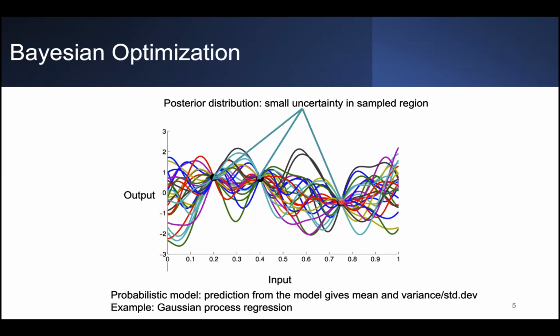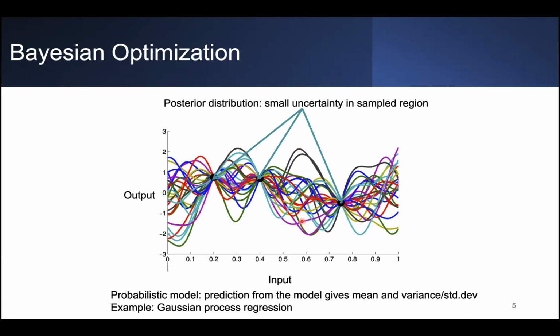So given training data, it fits multiple models on the training data. Wherever you have the training data, the model forces all these functions to pass through that particular training data. Okay, and because of that, you have almost zero uncertainty in those places. And the farther you move away from the training data, your uncertainty increases, right? So this makes sense, right? So if you have training data, your uncertainty is lower. If you don't have training data in a particular region, your uncertainty should be higher, right?